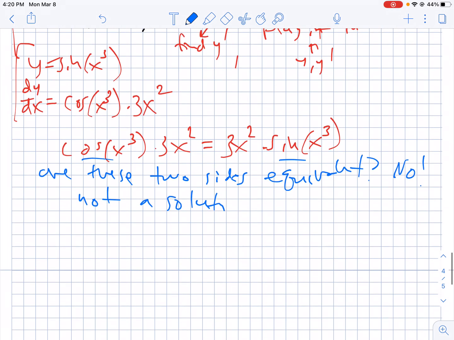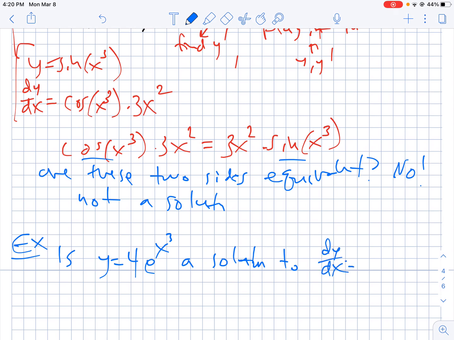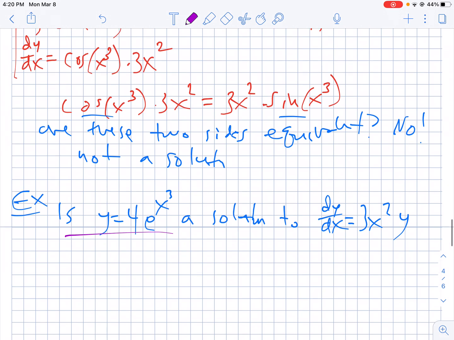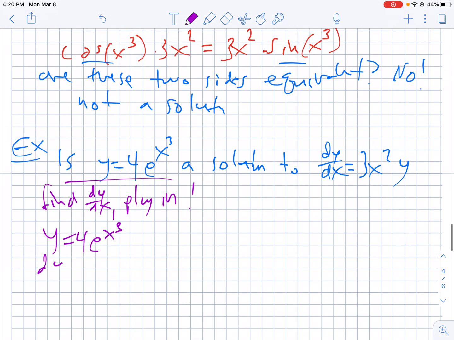Okay, so let's take a look at another example. Suppose I now try y equals 4e to the x cubed. Is that a solution to this same differential equation, dy dx equals 3x squared y? Again, anytime a question asks if something's a solution, or prove it's a solution, we're going to find the dy dx, the y prime, and plug in. If my y is 4e to the x cubed, the derivative, using the chain rule, is 4e to the x cubed times 3x squared. Let's multiply those terms. That's 12x squared times e to the x cubed.